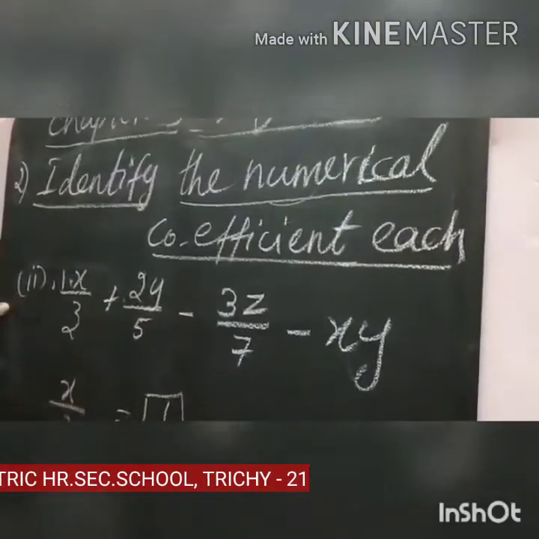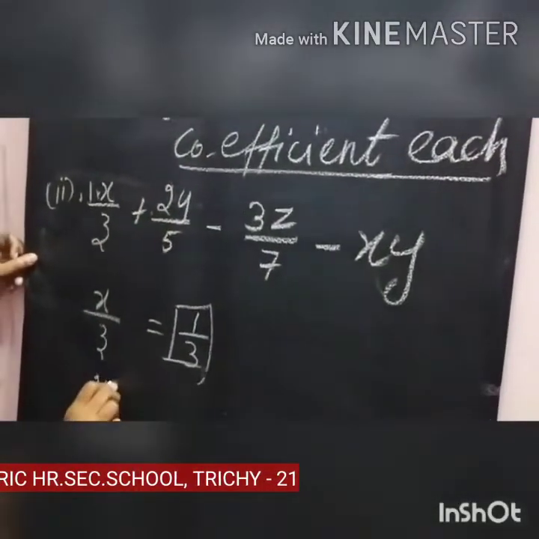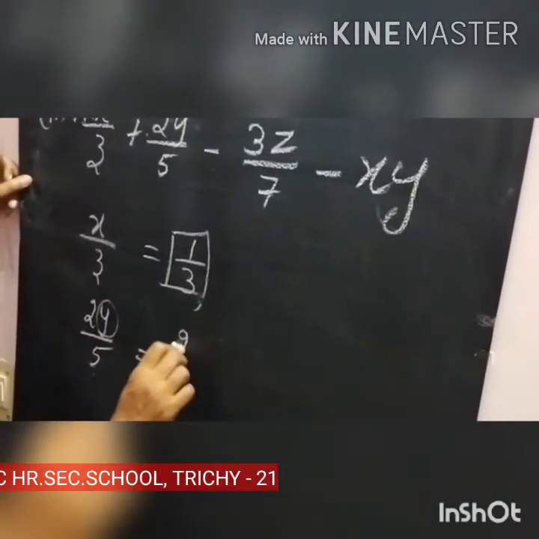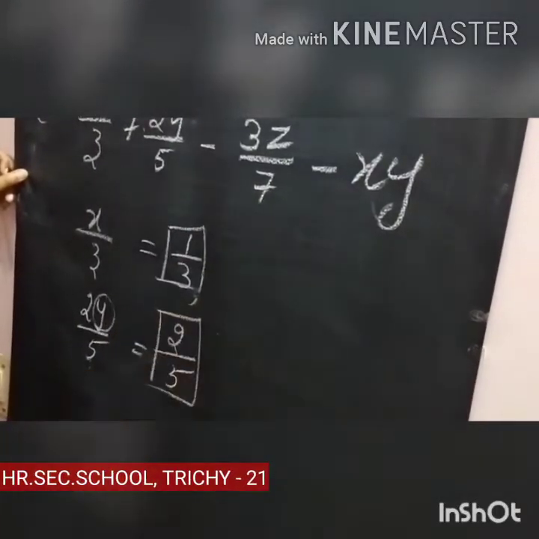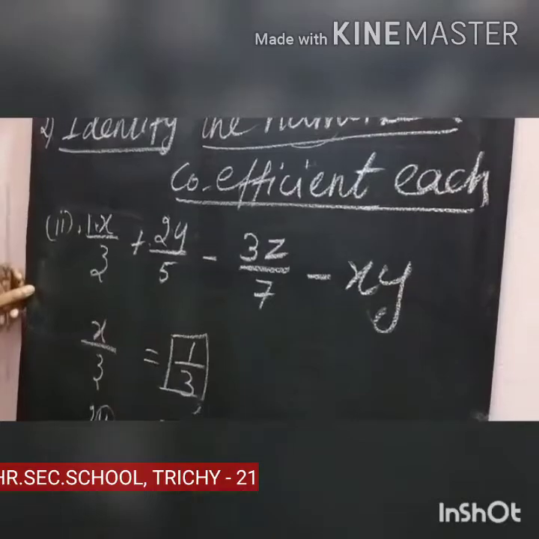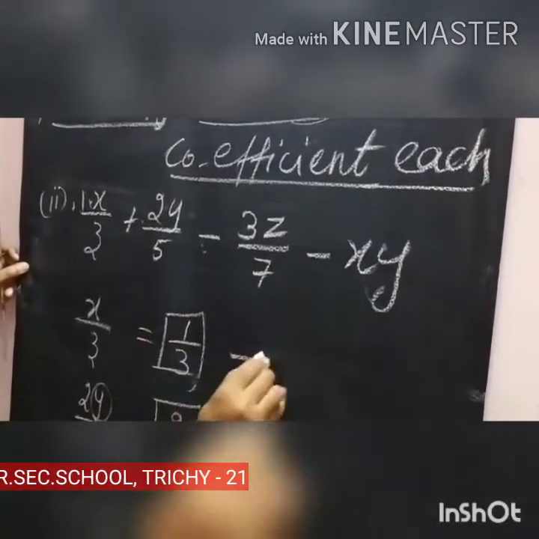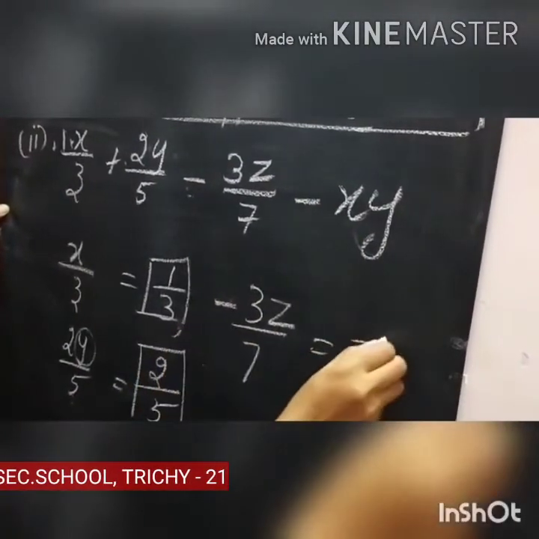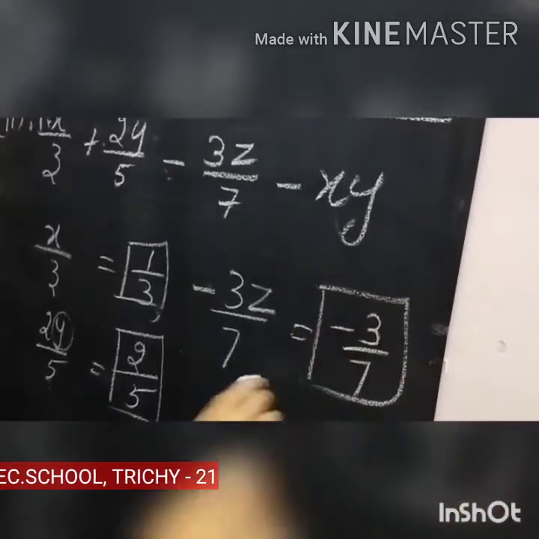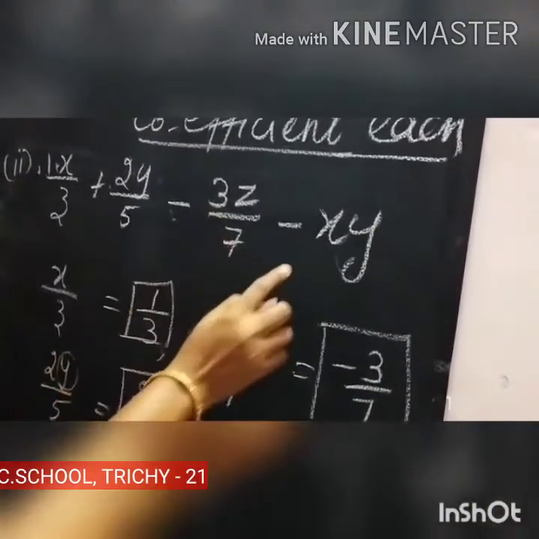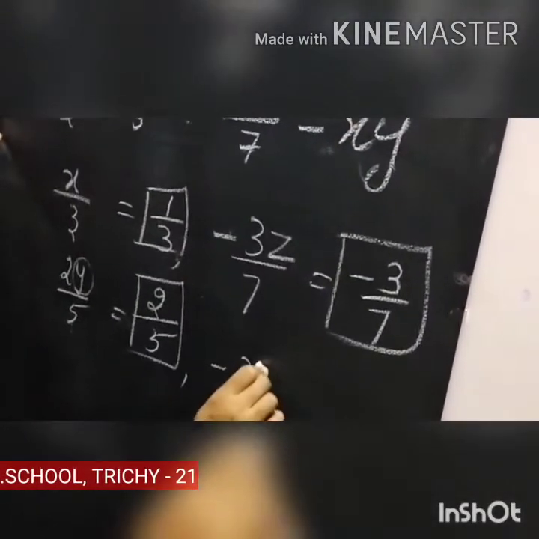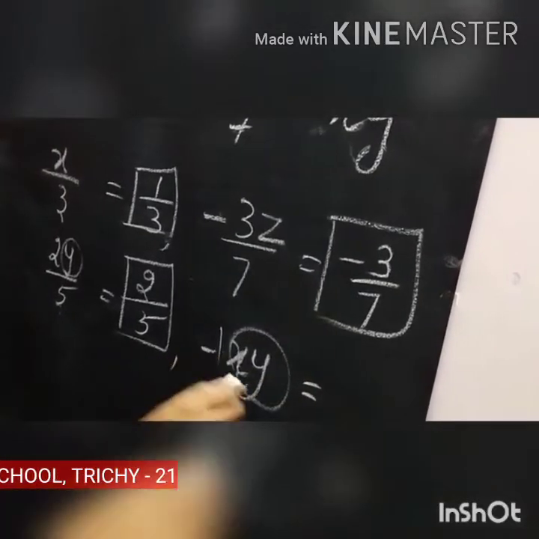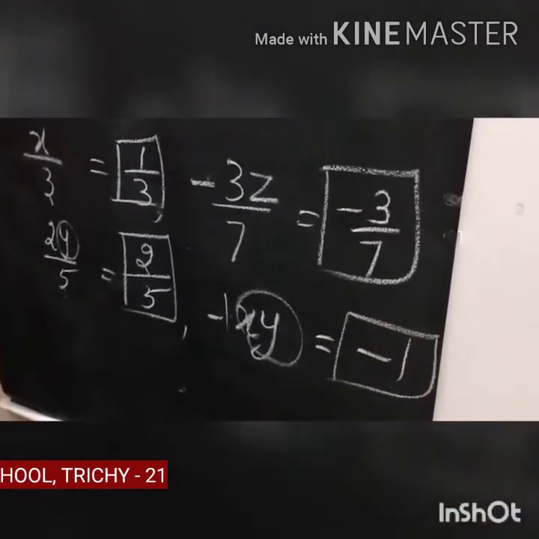See the second one, 2y by 5. In between the y, 2 by 5 is there. So 2 by 5 is the numerical coefficient of the second term. So third one, with the sign you can take minus 3z by 7. So leave that z. So we have minus 3 by 7. That is the numerical coefficient of the third term. So fourth one, minus xy. Before the xy there is no number, means that is understood 1. So with the sign you can take minus 1 as the numerical coefficient.